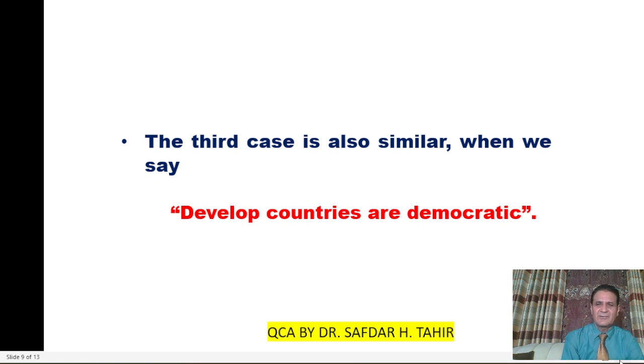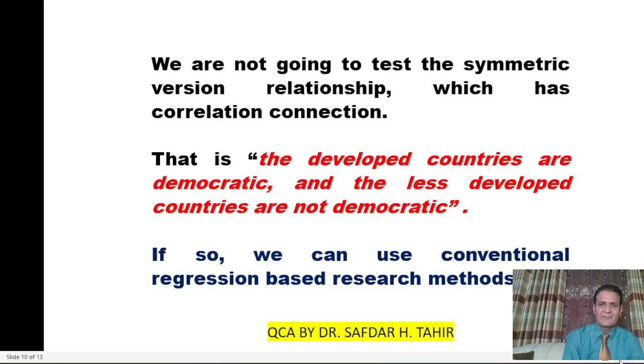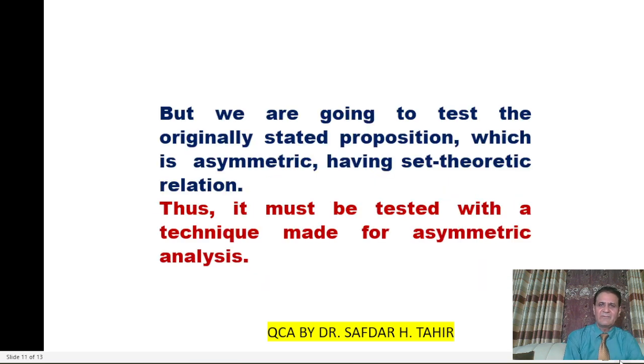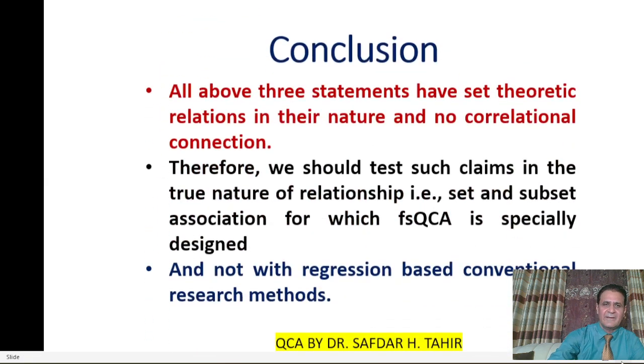The third case is also similar when we say developed countries are democratic. We are not going to test the symmetric version relationship, which has correlation connection. That is, the developed countries are democratic and the less developed countries are not democratic. If so, we can use conventional regression-based research methods. But we are going to test the originally stated proposition, which is asymmetric, having set theoretic relationship. Thus, it must be tested with the technique made for asymmetric analysis.